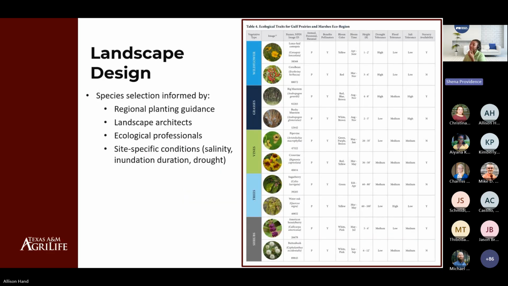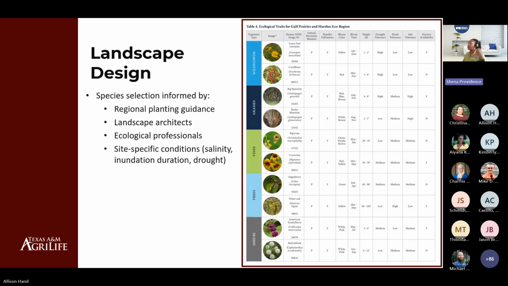And then to continue with landscape design here, we also developed this vegetation matrix. This table 4 is really just a preview of the different vegetative species. And you'll notice that it says specific to the Gulf prairies and marshes region. So again, highlighting that this project was funded from disaster relief funding from Hurricane Harvey, which is why this table and some of the language within the implementation guide and the toolkit itself is specific to coastal. But again, the intent is to be able to use this as much as possible in non-coastal areas as well. And there are plenty of resources out there if your project area isn't in a coastal region.